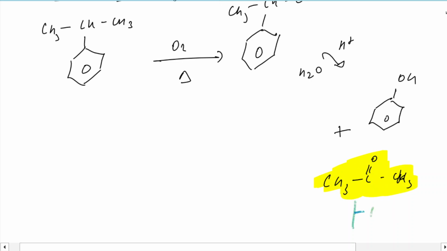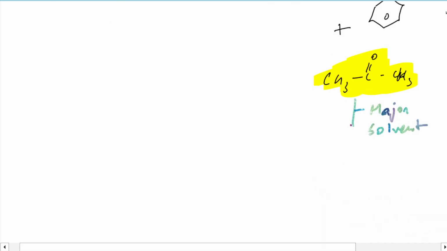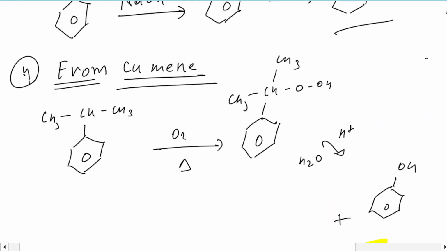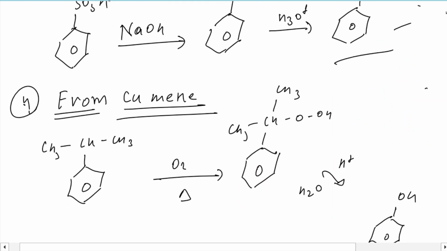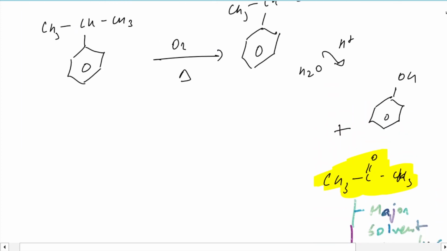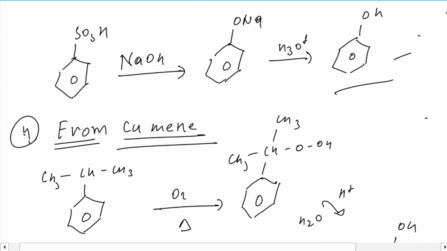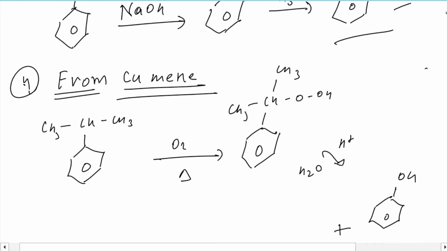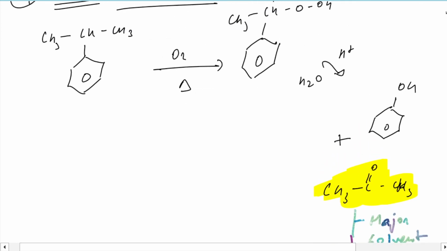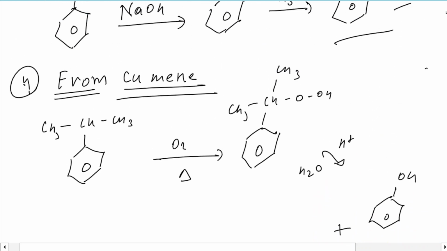It is a major solvent used in industry, and it has various other uses, like in cosmetics also. So it is of great industrial importance. If an industry needs to prepare phenol, it's also preparing a substance of great industrial importance, and that's acetone. So this method is very much used for the preparation of phenol, because acetone is formed as a byproduct here. So this is the industrial method of preparation of phenol.